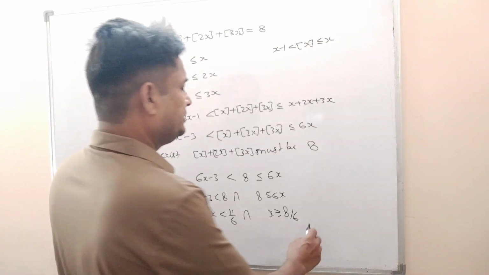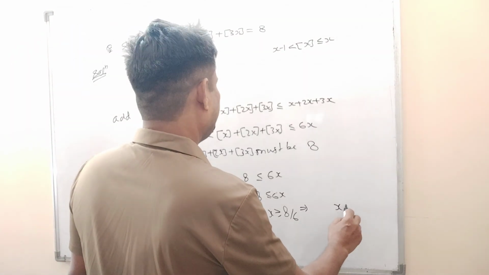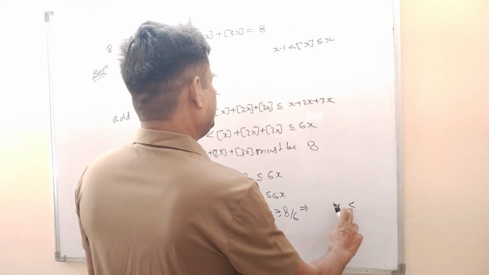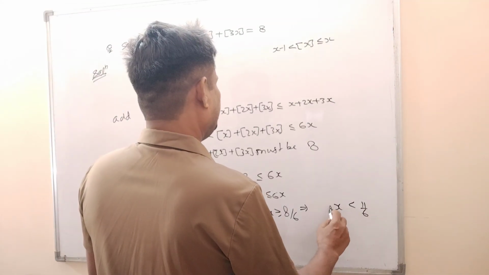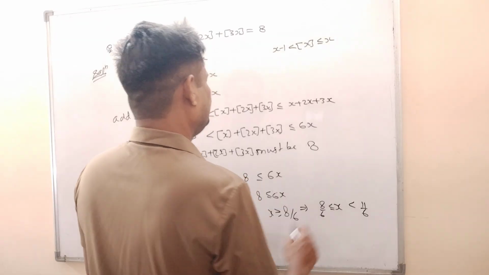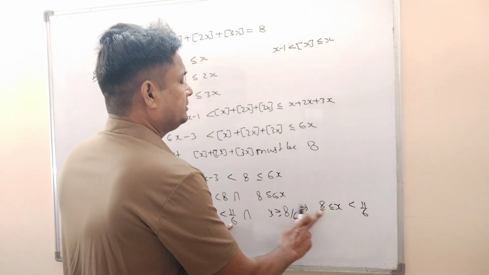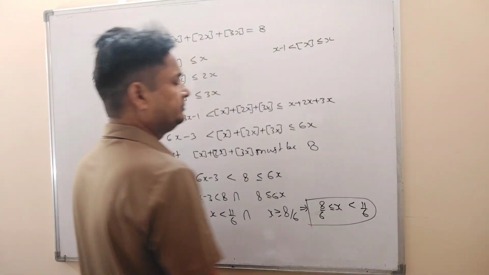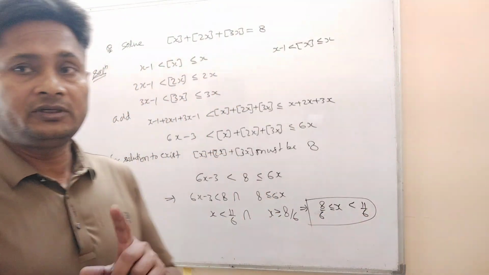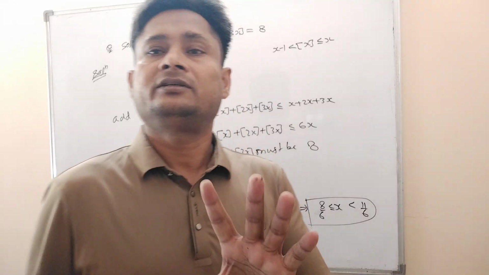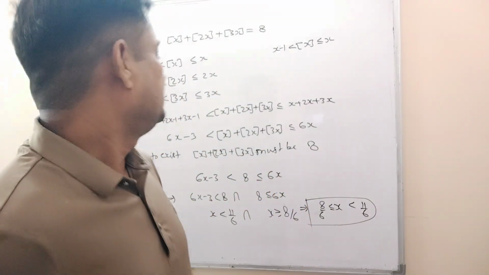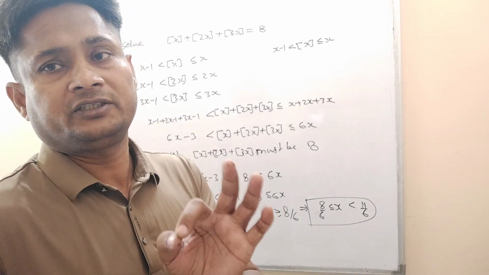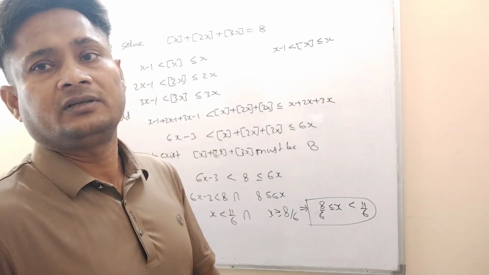So this can be written as: x lies between 8 by 6, inclusive, and 11 by 6, exclusive. So this is the possible interval in which a solution can exist. Now find out the specific interval in which the solution will lie.